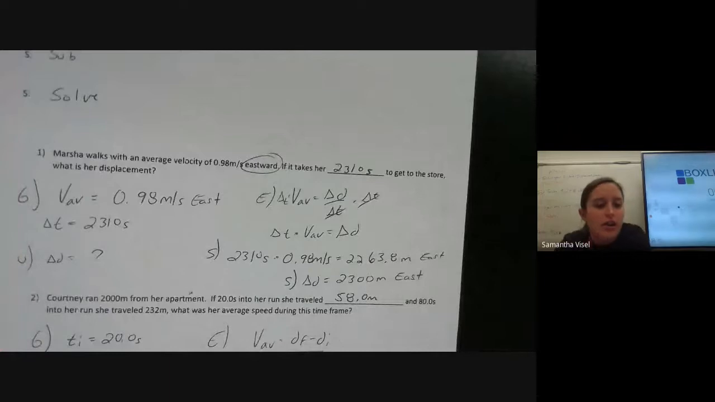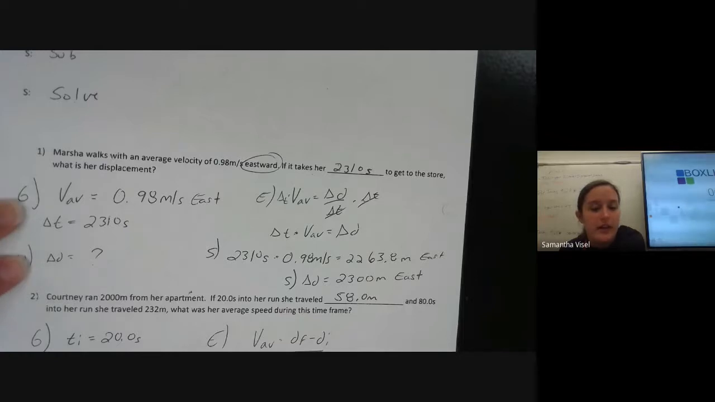So here we have Marcia, who is walking with an average velocity of 0.98 meters per second eastward. It takes her 2,310 seconds to get to the store. What is her displacement? So givens, I'm going to walk through and identify exactly what it is that I have.